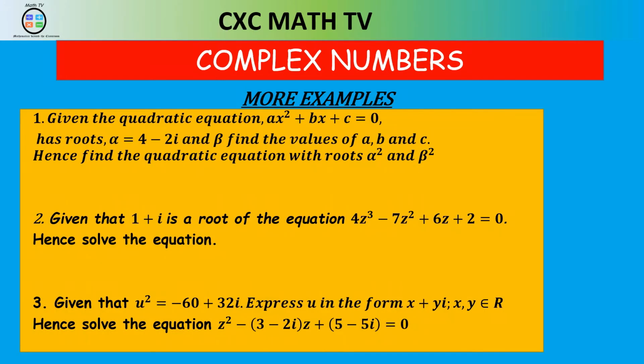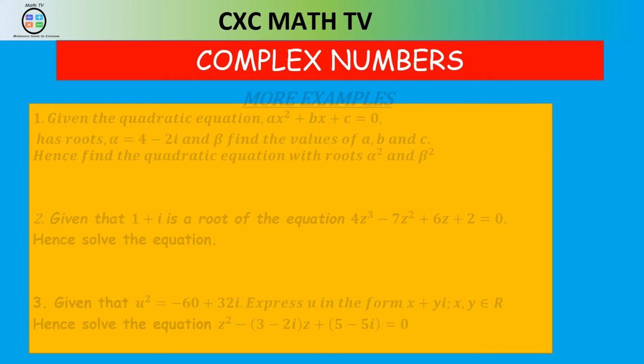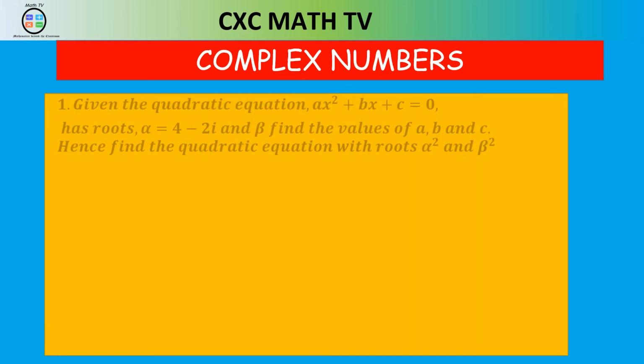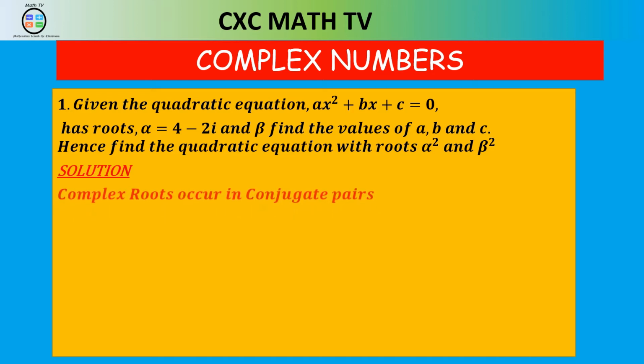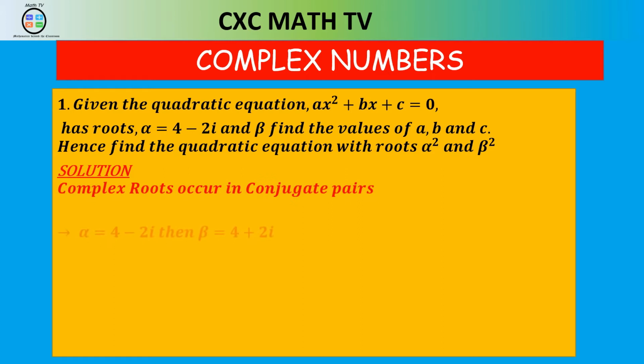Now let's have a look at question 1. Given the quadratic equation ax squared plus bx plus c has roots alpha and beta, we know that complex roots occur in conjugate pairs. So if one root is 4 minus 2i, then the next root is 4 plus 2i. Now you're going to have to remember some stuff from Pure Math Unit 1. We remember that the equation of a quadratic is always in the form x squared minus the sum of the roots times x plus the product of the two roots.